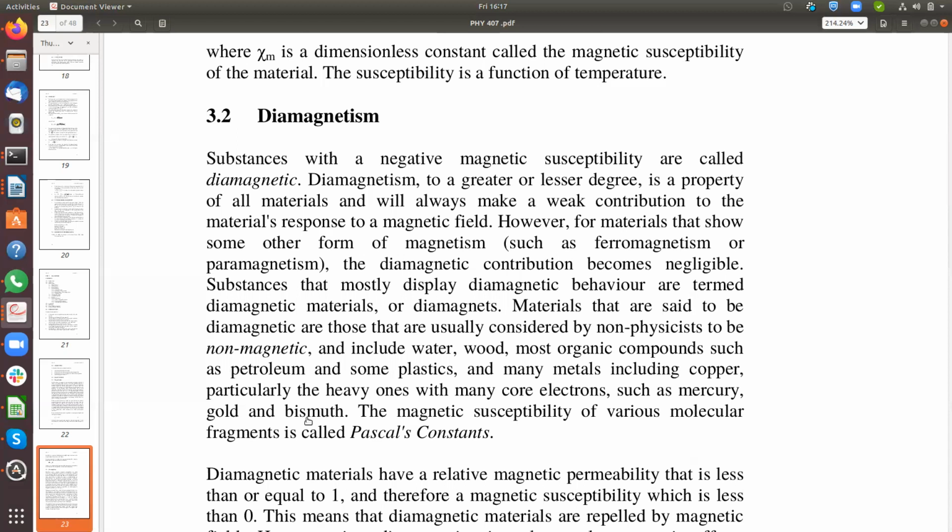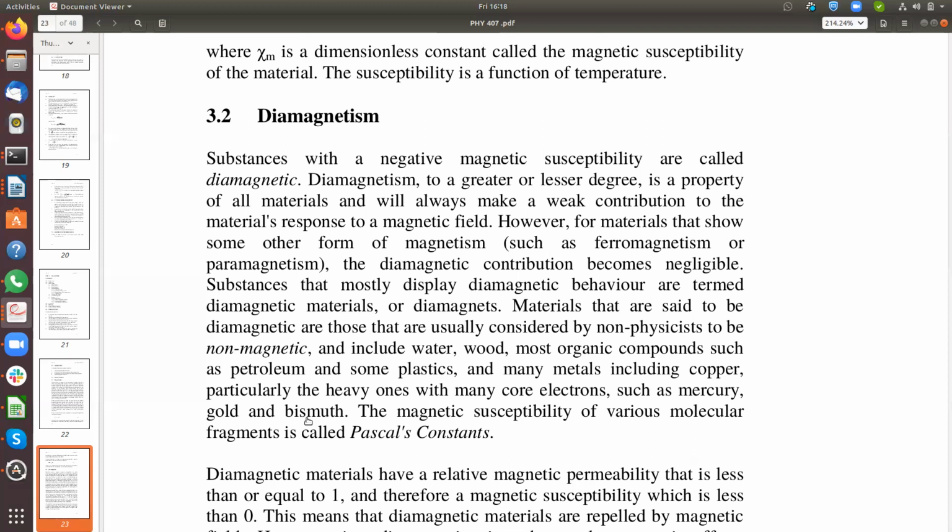I will discuss the concept of ferromagnetism in a few minutes' time. So substances that mostly display diamagnetic behavior are termed diamagnetic materials or diamagnets. Materials that are said to be diamagnets are those that are usually considered by non-physicists to be non-magnetic. Did you get that concept? Those that don't belong to our community will say it is non-magnetic, but we give it another name. The name that we gave to them is diamagnet. In their own community, they call it non-magnet. If they say it in the presence of a physicist, we just laugh, that is their own idea. But we know them as diamagnetic materials.